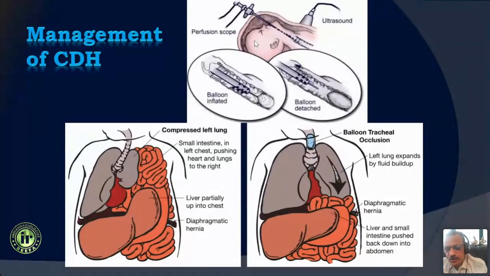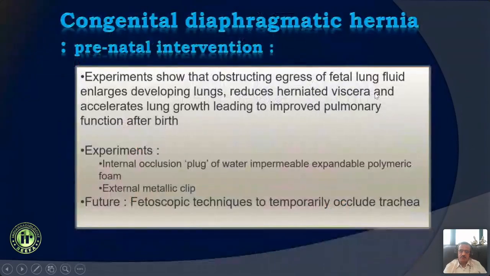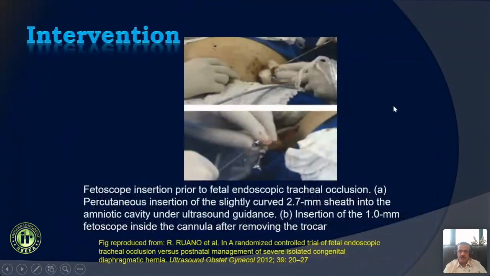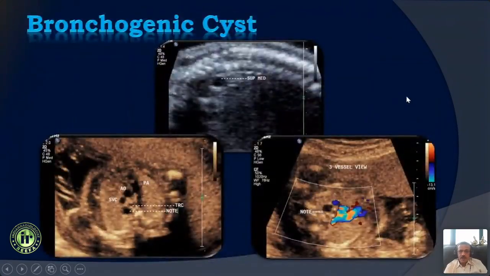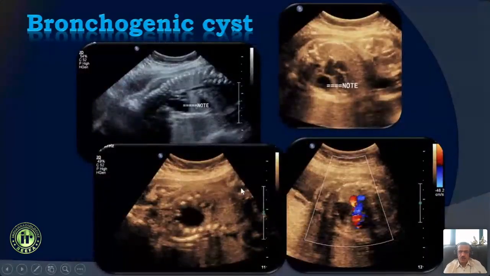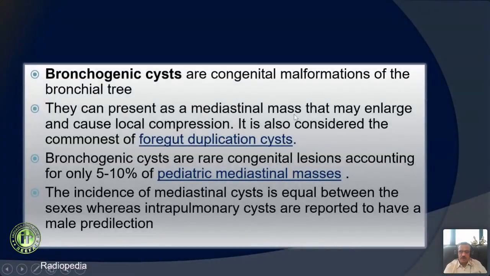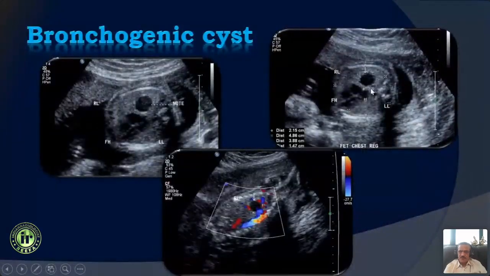So in some centers, of course, abroad, balloon tracheal occlusion is done for diaphragmatic hernia, where you do a fetoscopy and then insert a balloon, and just before delivery sort of deflate the balloon, which is supposed to be even more tricky than actually introducing the balloon. Then we have bronchogenic cysts, which are typically large or small cystic areas very close to the mediastinum. This is a large bronchogenic cyst, and these are thought to be a sort of foregut duplication cyst, and very often they have a very good outcome. So that's another bronchogenic cyst.